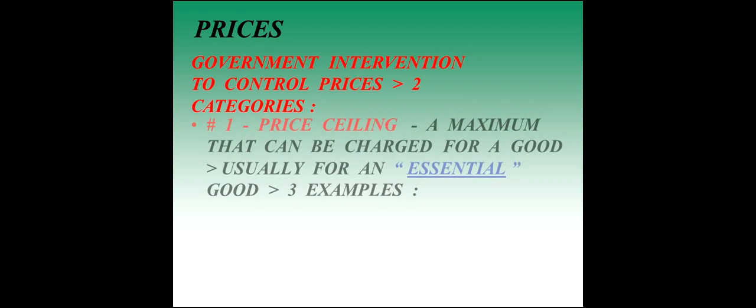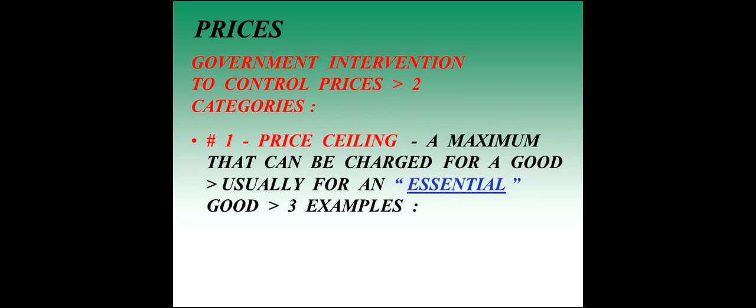Let's now take a look at the types of government intervention to control prices. And there are two categories of this intervention. The first is a price ceiling. And a price ceiling is a maximum that can be charged for a good. And it's usually applied to what we consider an essential good.